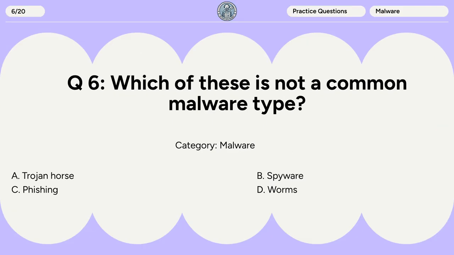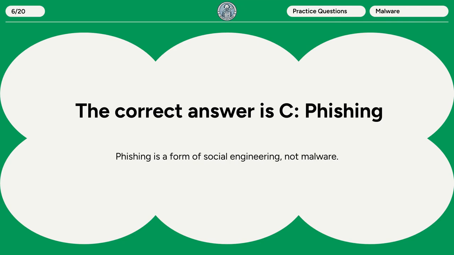Question 6. Which of these is not a common malware type? A. Trojan horse. B. Spyware. C. Phishing. D. Worms. The correct answer is C. Phishing. Phishing is a form of social engineering, not malware.